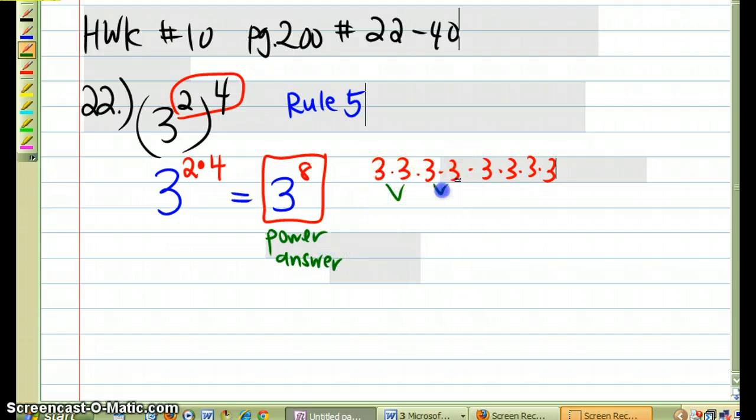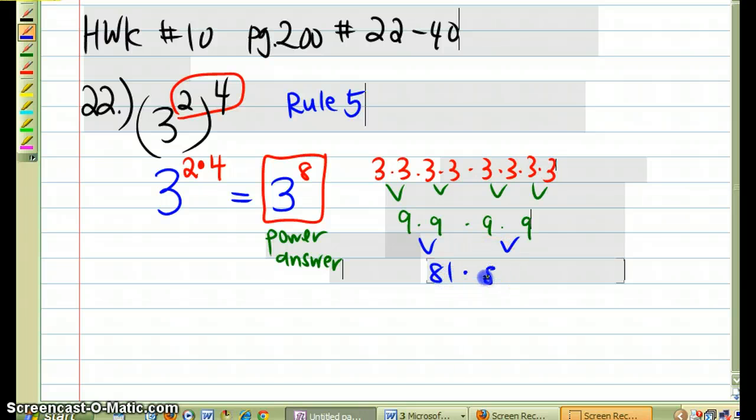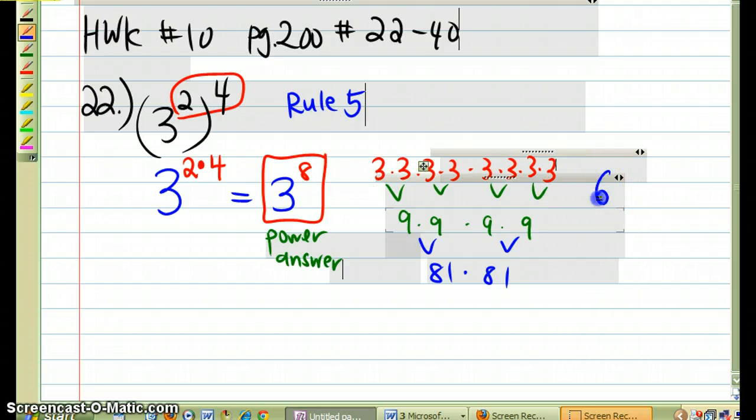So I'm going to pair up the 3's. I will get 9 times 9 times 9 times 9. Pairing up the 9's, I will get 81 times 81, a big number. And if you work that out, the final answer that we're going to get will be 6,561.